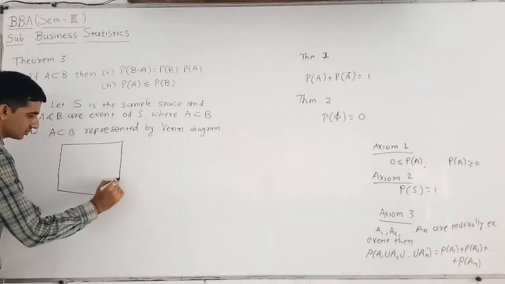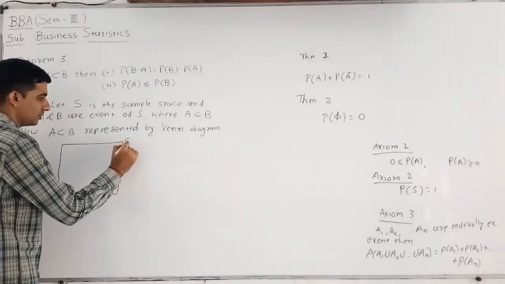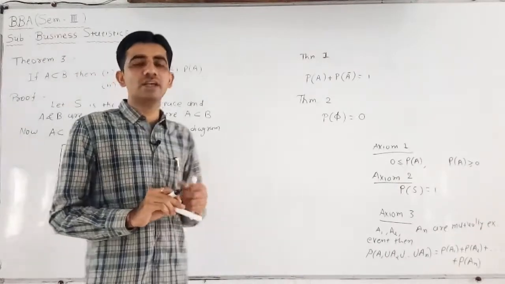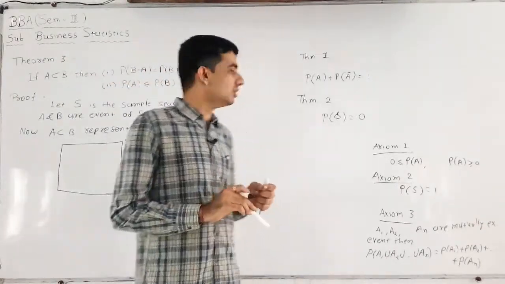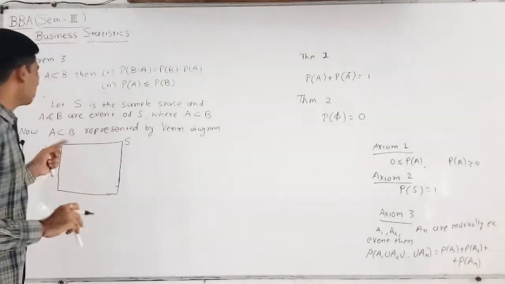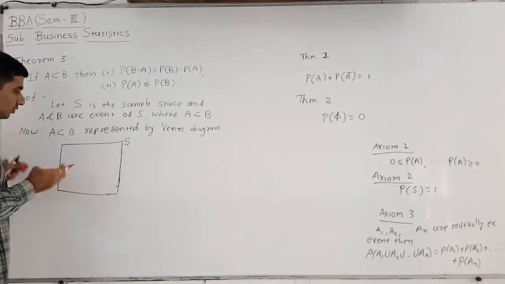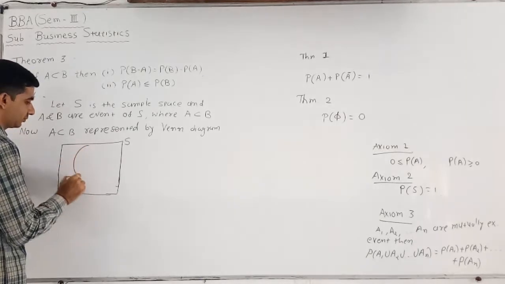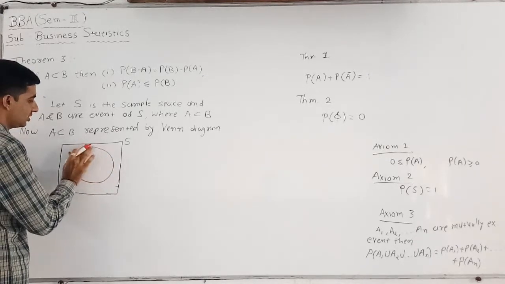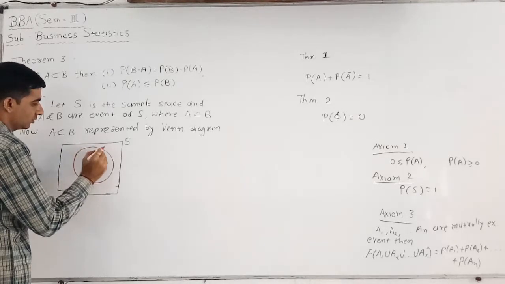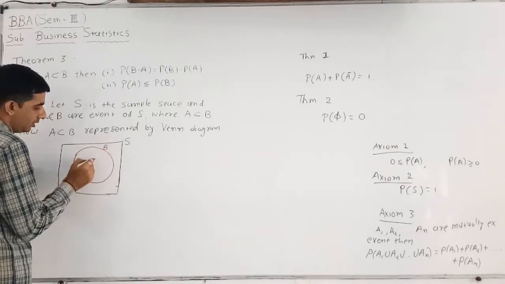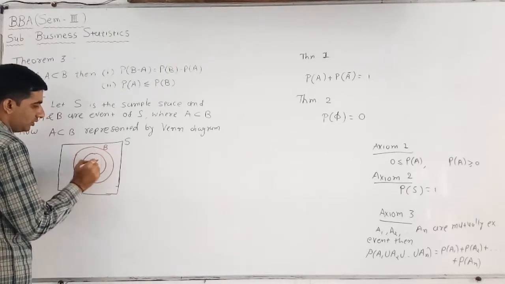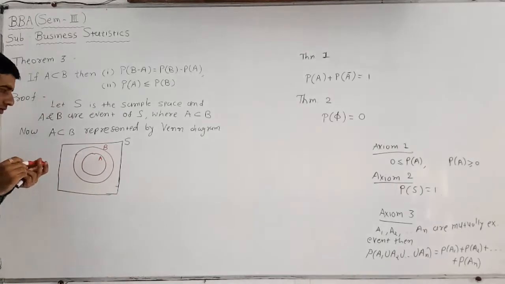Suppose here is the sample space S. Now A and B are subsets of S, and A is also a subset of B. So suppose this set is B, and A is the subset of B. So here is the A.